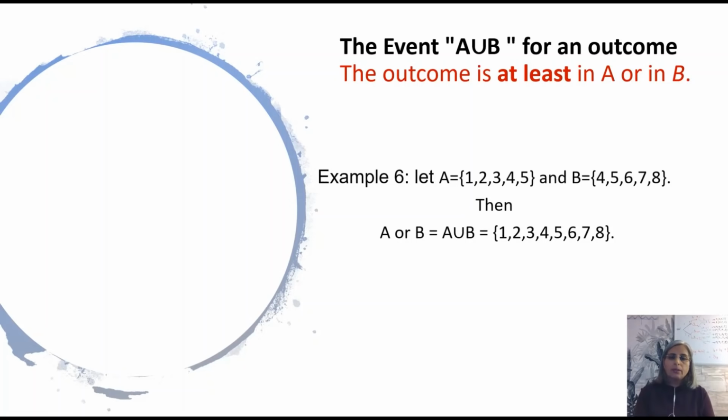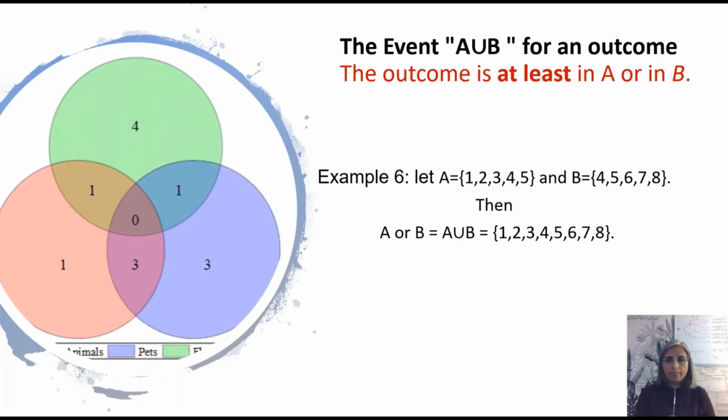So we take an example of a set A which has the numbers 1 to 5, and a set B which has the numbers from 4 to 8. And when we talk about the set of A union B, then we are talking about all the numbers that can be either in A or in B or in both, but that should be at least in one of the sets. Then we have to include all the elements of A and B into the set A union B.